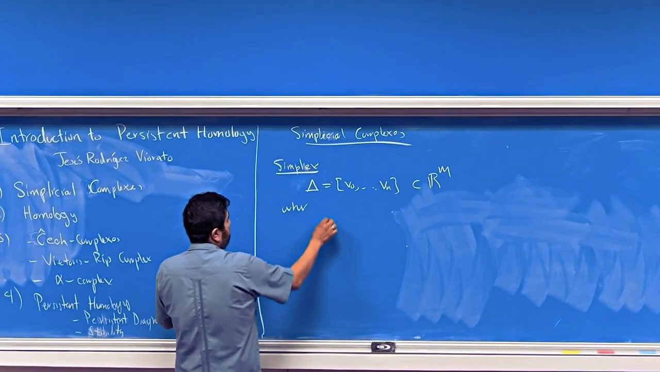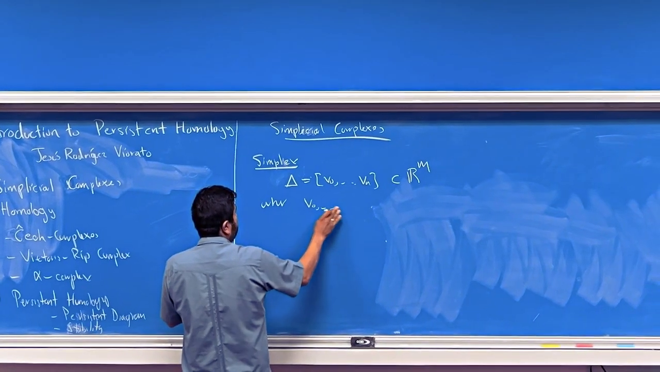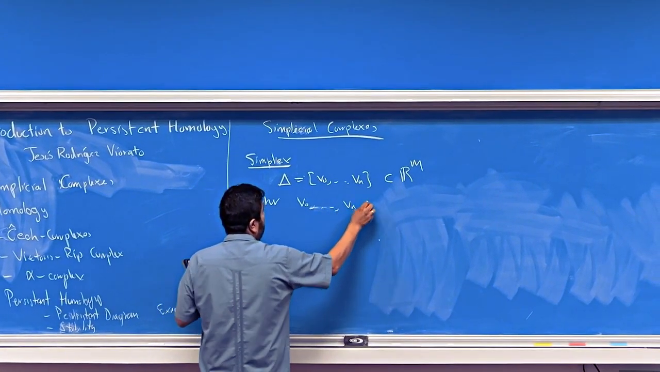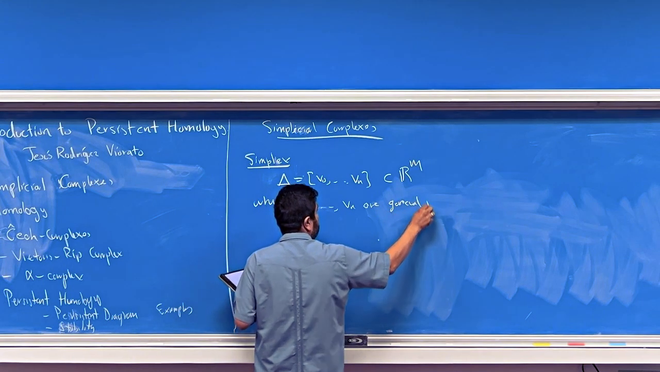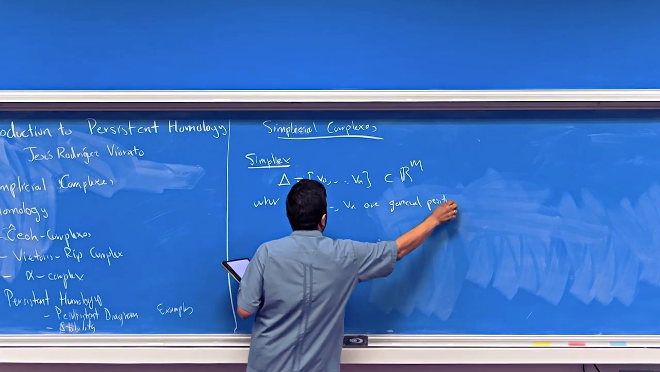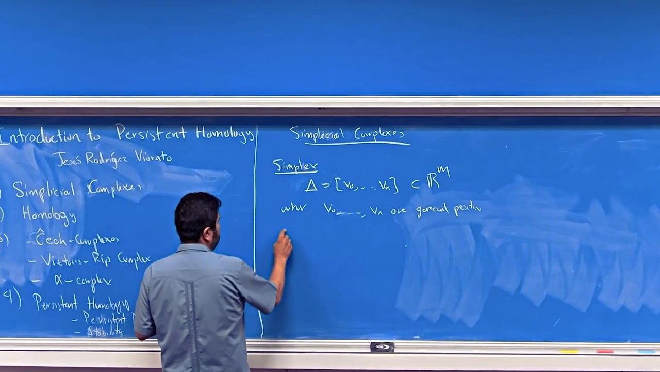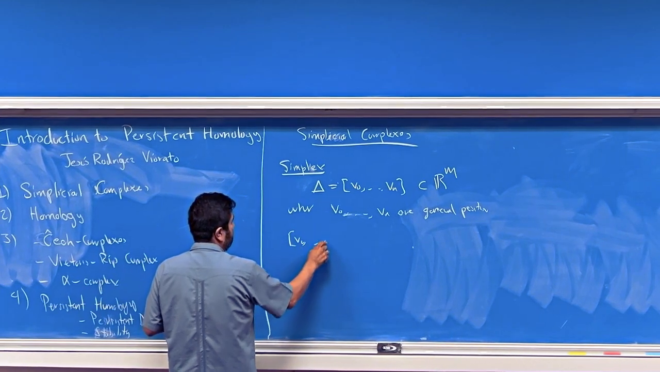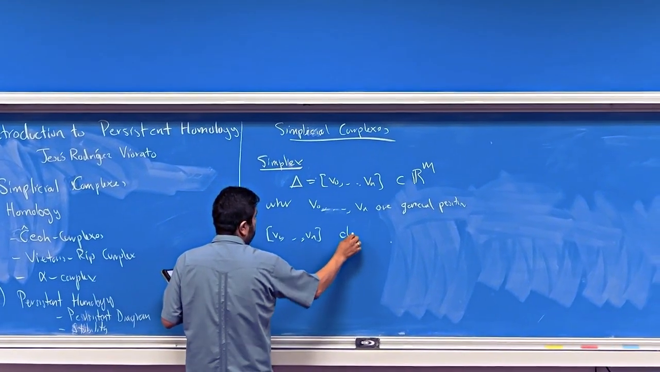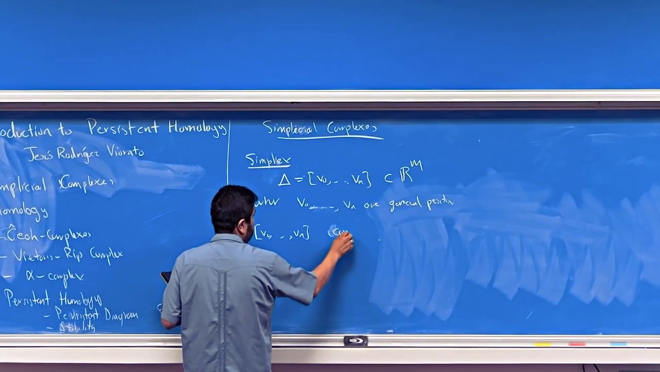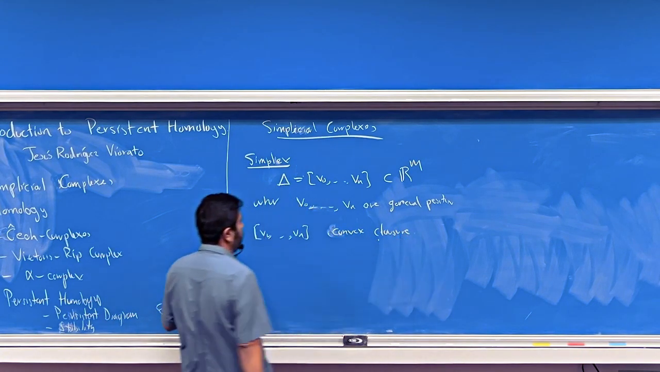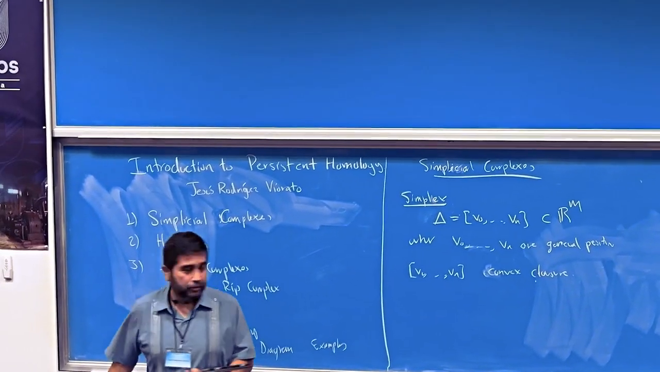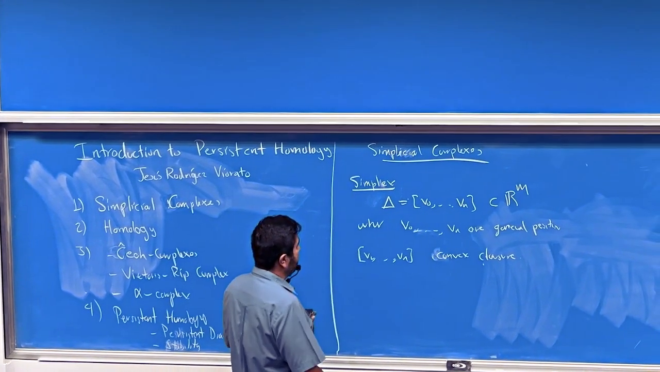Where this set of vectors are in general position. And this notation means the closure, the convex closure, or convex hull, also somebody calls them like that.